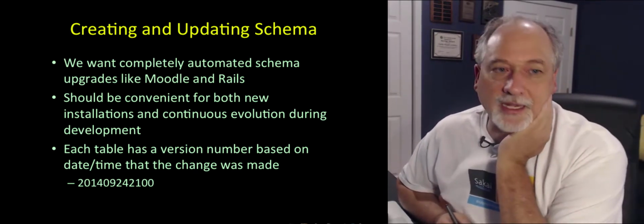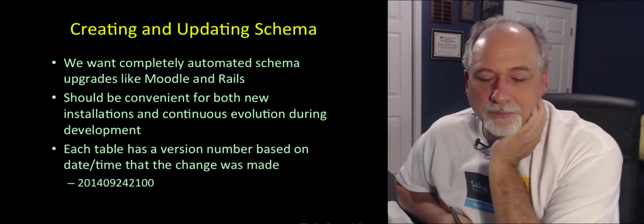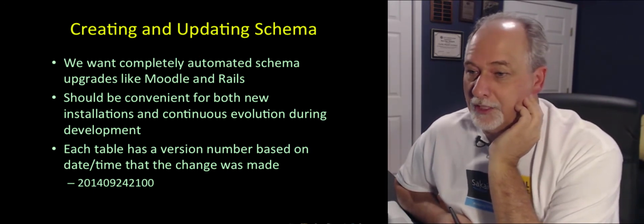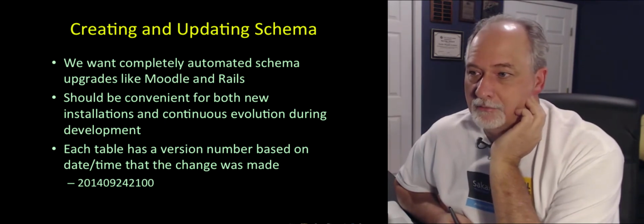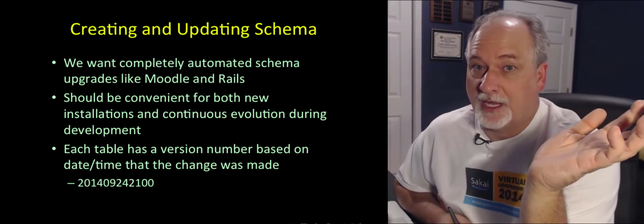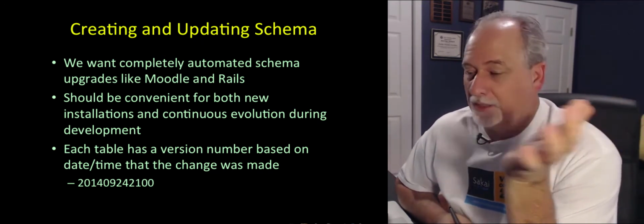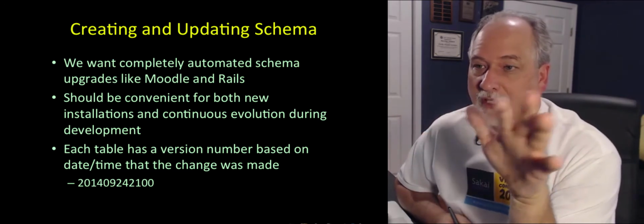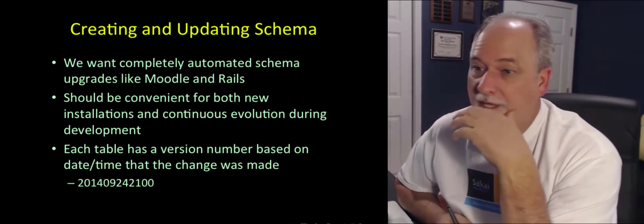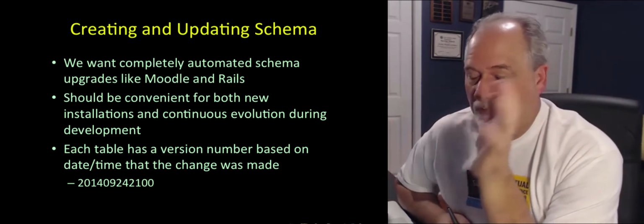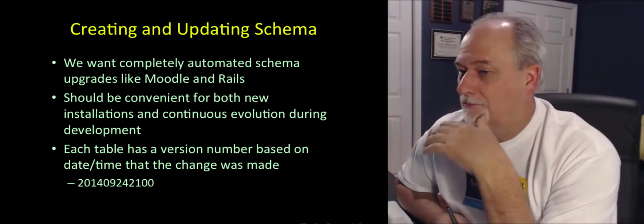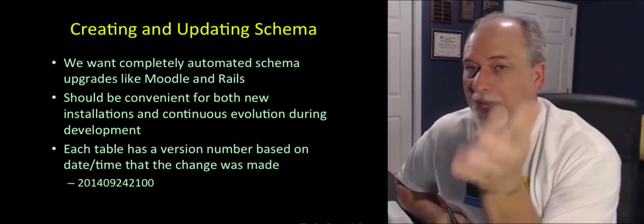So we want, in effect, completely automated schema updates like Moodle. So you install a new Moodle and you hit a page and it goes, hey, your database changed. Your model, this code that I'm running, doesn't match the database that we've got. Hit a button to upgrade. And it should be convenient for fresh new installations. You shouldn't have to run a bunch of SQL scripts at the beginning. And if you're running from Git and you do a Git pull and there's some new migration that needs to happen, it should just say, hey, run a migration. Bam, and it should run it.